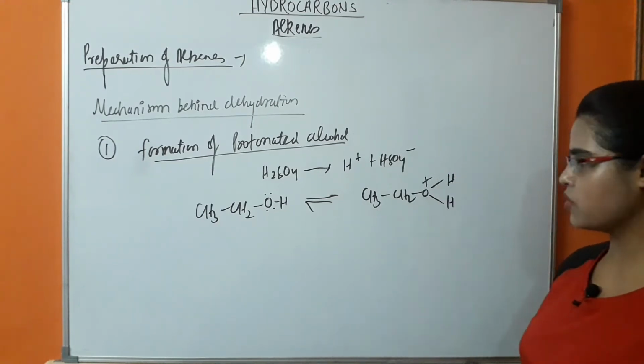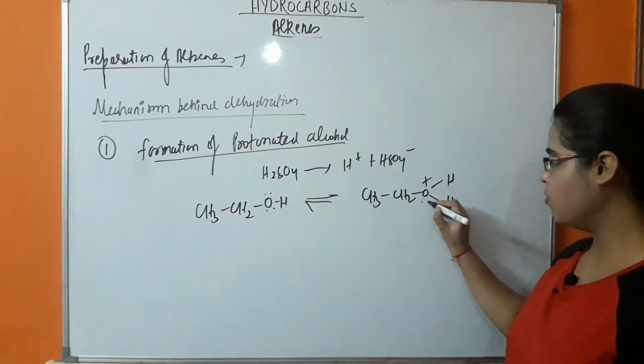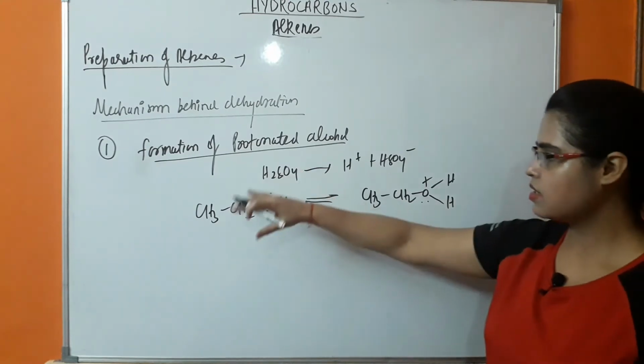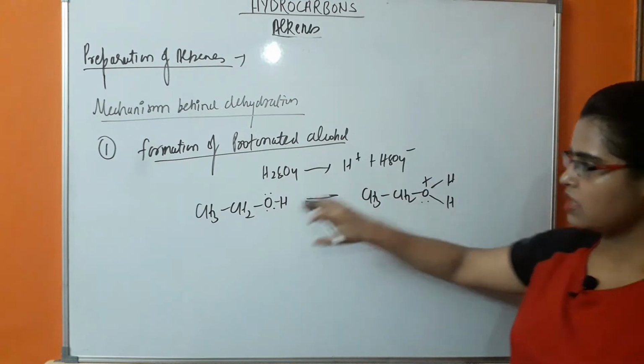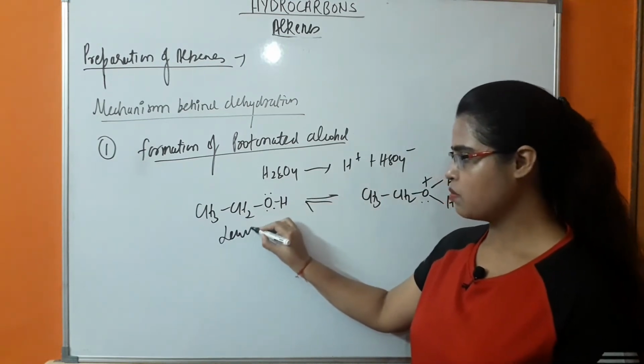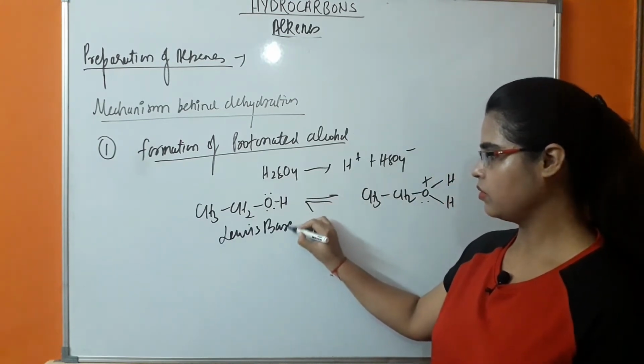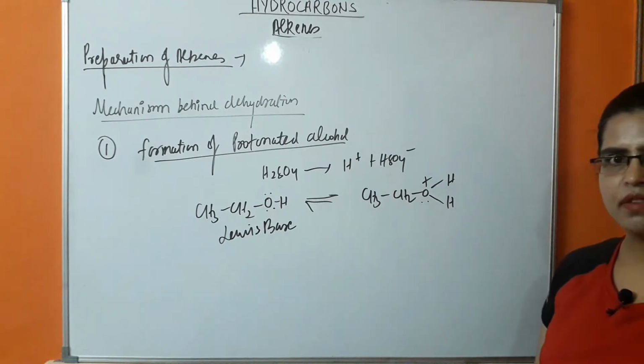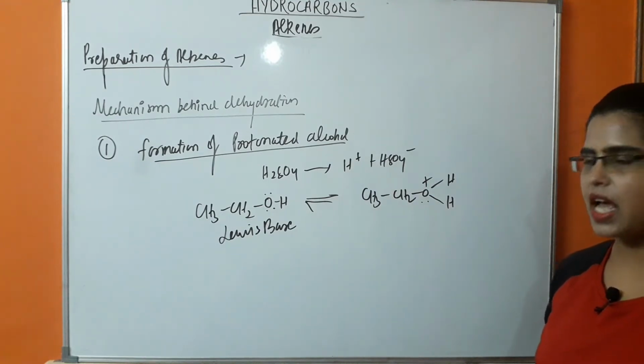Because of that there will be positive charge on oxygen and one lone pair is left. This is a reversible reaction. In this case this is behaving as a Lewis base and this H plus ion is behaving as electrophile or Lewis acid.